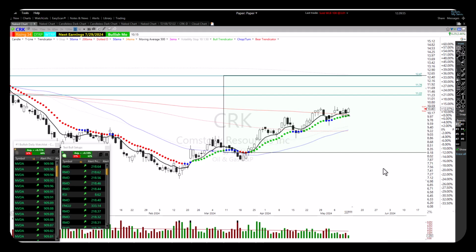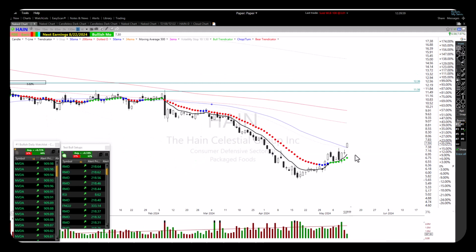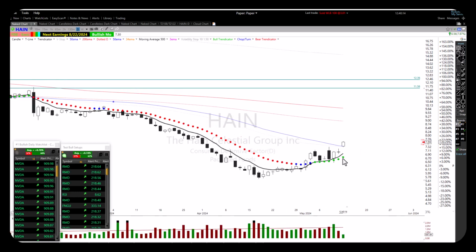Let's see. Mike is looking at HIIN. Yeah, that's setting up for, let's see, just popped over the 50. Yeah, that could be setting up for a rounded bottom breakout. What I like to see is the T-line and the trend indicator over that 50. That makes me feel a lot better. But yeah, that is headed that way.